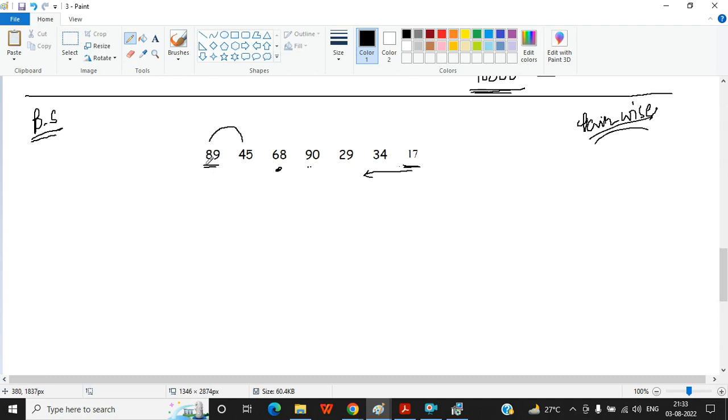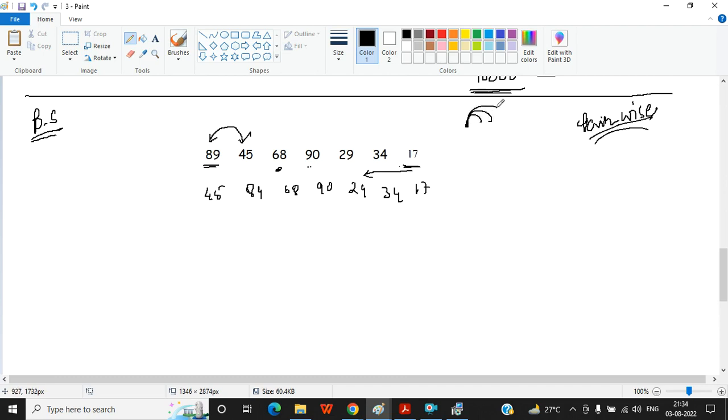Now see, the first one is greater than the second one, so we will make a swap. Instantly we will make a swap. So you will have 45 here, 89, 68, 90, 29, 34, 17. What we are doing? We are going one pass. After that, what will we do? In selection sort, we were taking the concept like that.